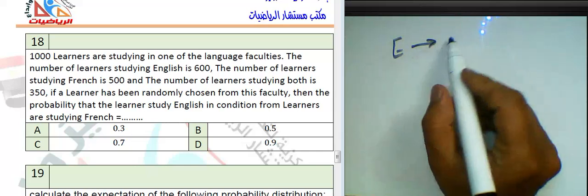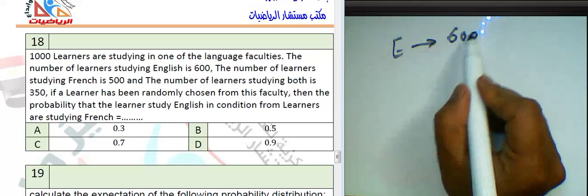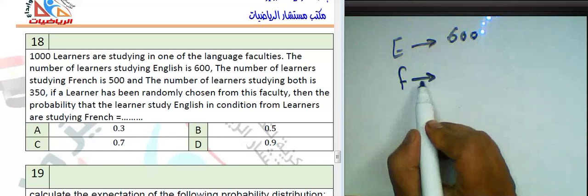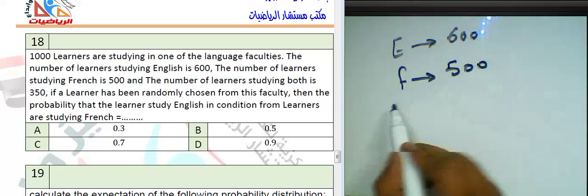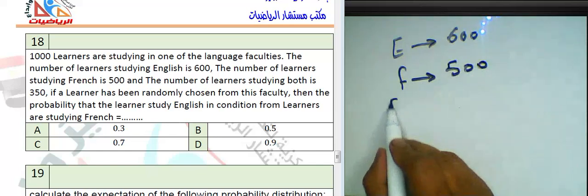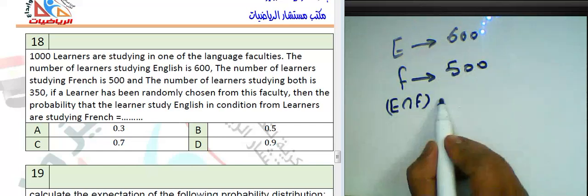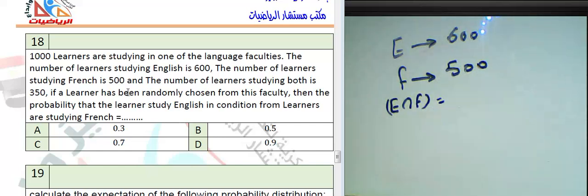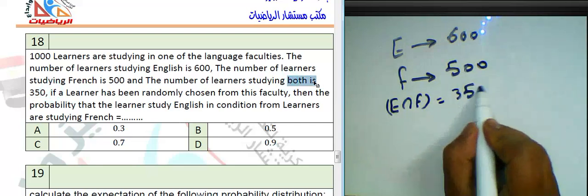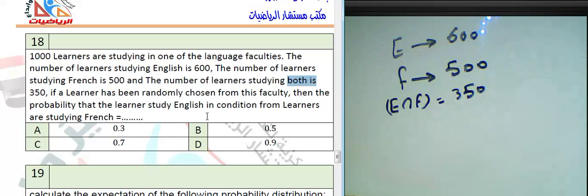How many students study English? 600. And French, 500. The intersection between them, A and F, equals both. He tells us both is 350. Both here means the intersection. Okay, 350. Then find the probability that a learner studies English, given that the learner studies French.